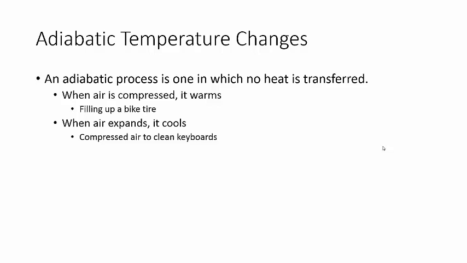Adiabatic temperature changes. Adiabatic is just a big word to say that no heat is actually transferred. You may think it is, but it's not actually. So these are great examples. If you put air in your tire, your car tire, your bike tire, whatever. They like bike tire because you usually hold it as you're doing it.